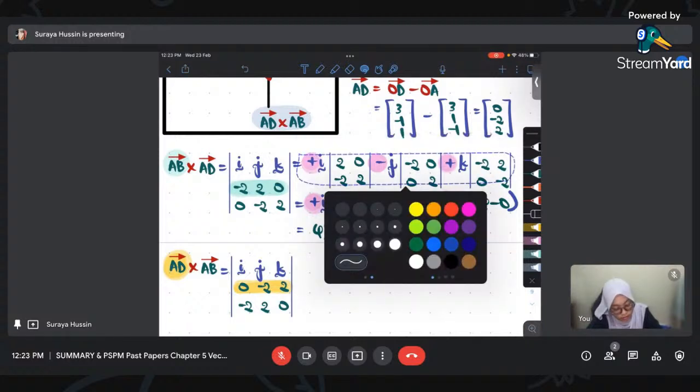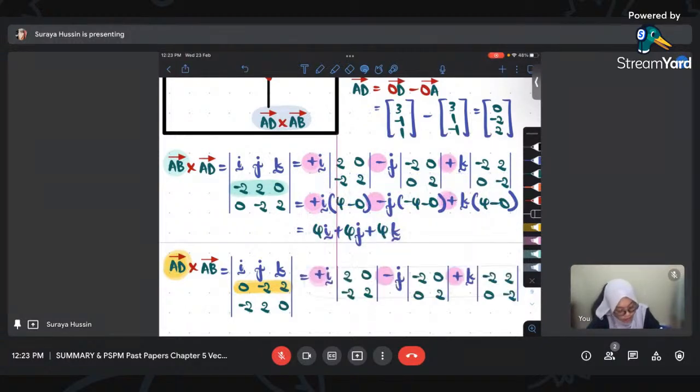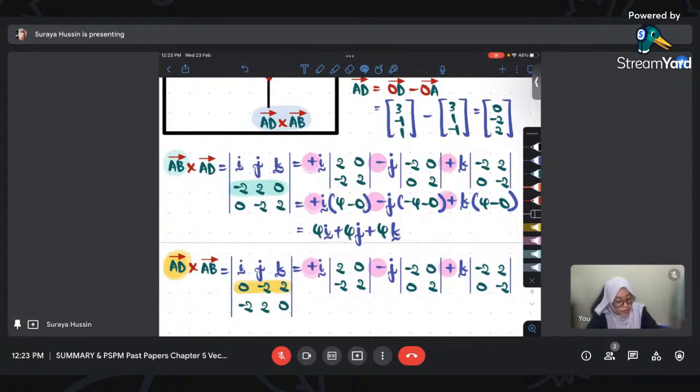Nanti kang duplicate. So, duplicate dan saya hilangkan.